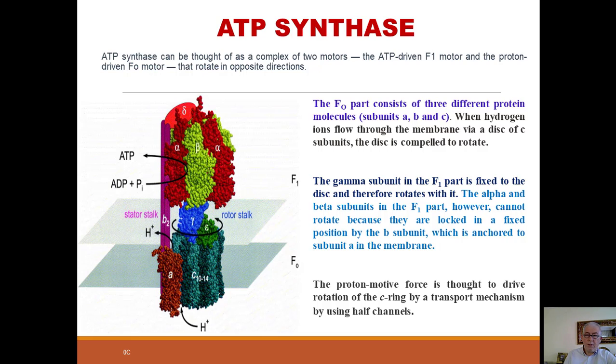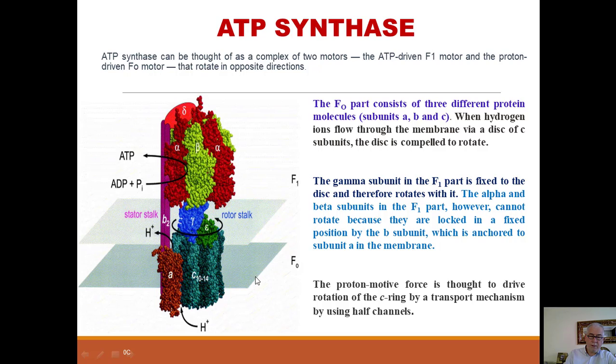And the gamma subunit in the F1 part is fixed to this C subunit of F0 and therefore rotates with it. The alpha and beta subunits in the F1 part, however, cannot rotate because they are locked in a fixed position by the beta subunit, which is anchored to subunit A in the membrane.